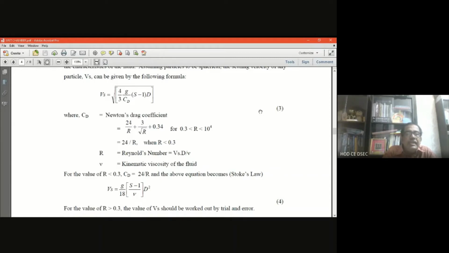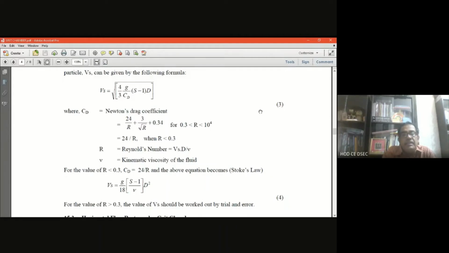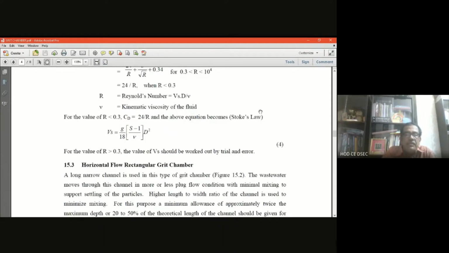Now, if we put CD equal to 24 by R and transform into Vs by nu, then this Vs formula will come out as the Stokes formula, which is g by 18 into (S minus 1) by nu into D square. This is nothing but the Stokes law, because this is a laminar flow if R is less than 0.3. So the same expression, if we put 24 by R, can be transformed into the Stokes law, and if R is less than 0.3, then we can find out the settling velocity.